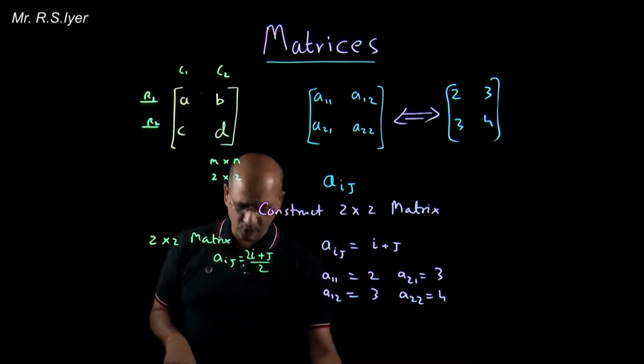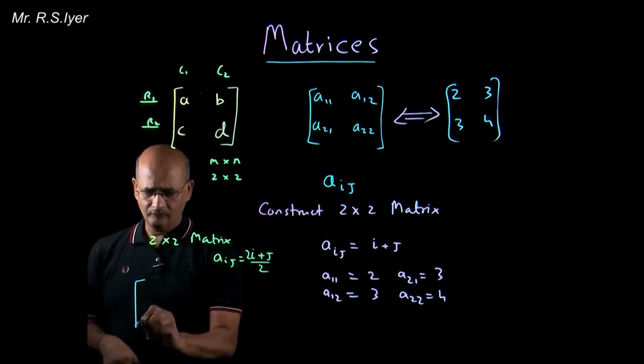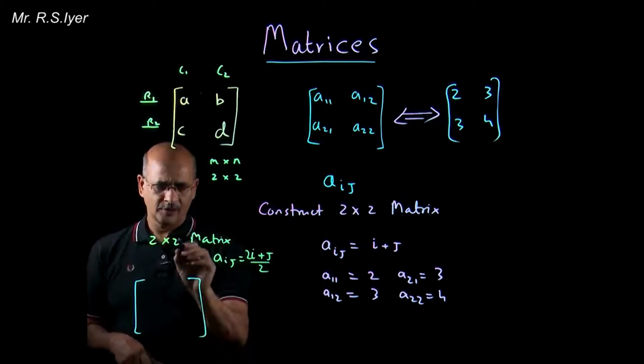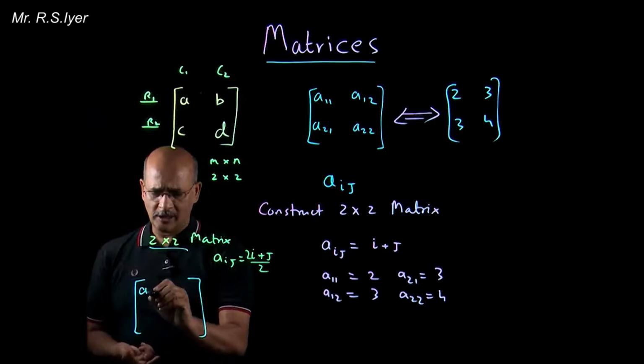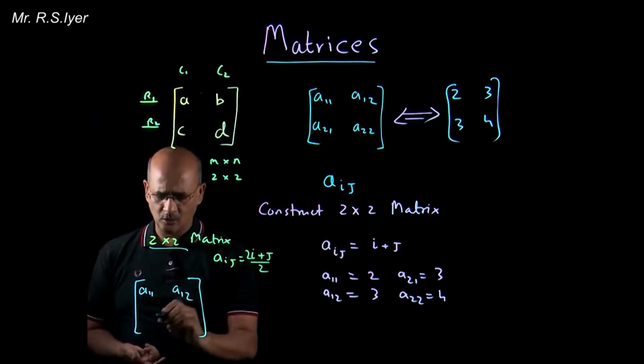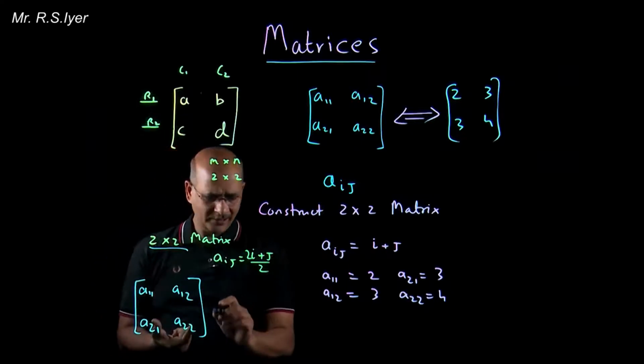First of all, you know that the matrix is 2 by 2, so it will be A11, A12, A21, A22. Now, how do I get the elements?